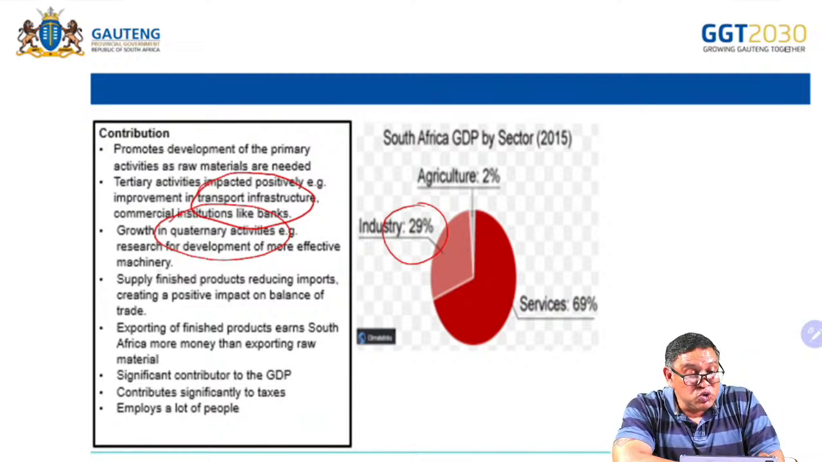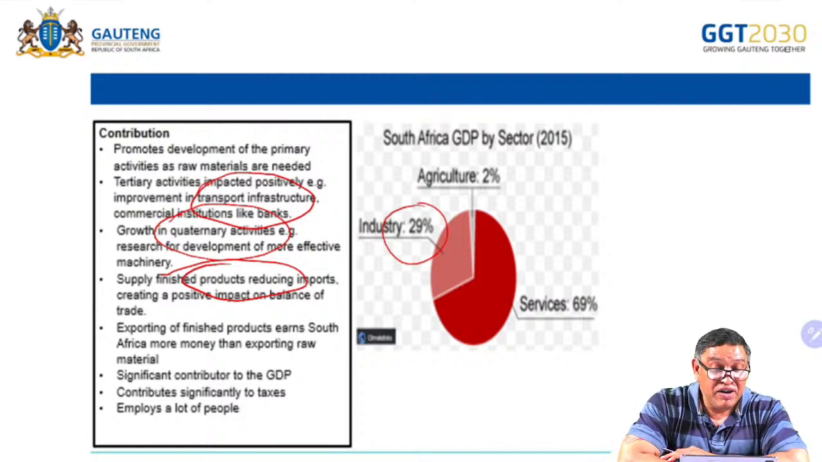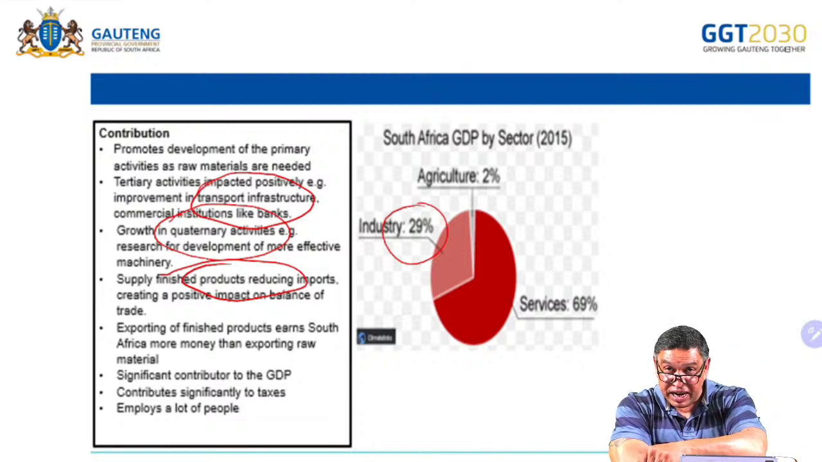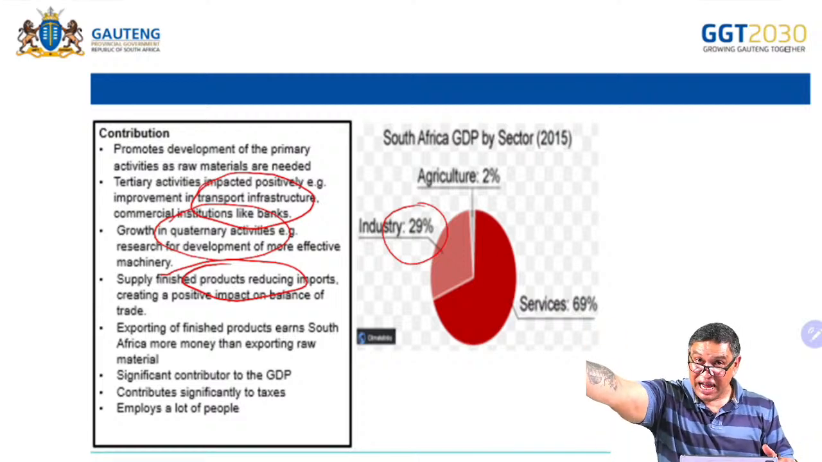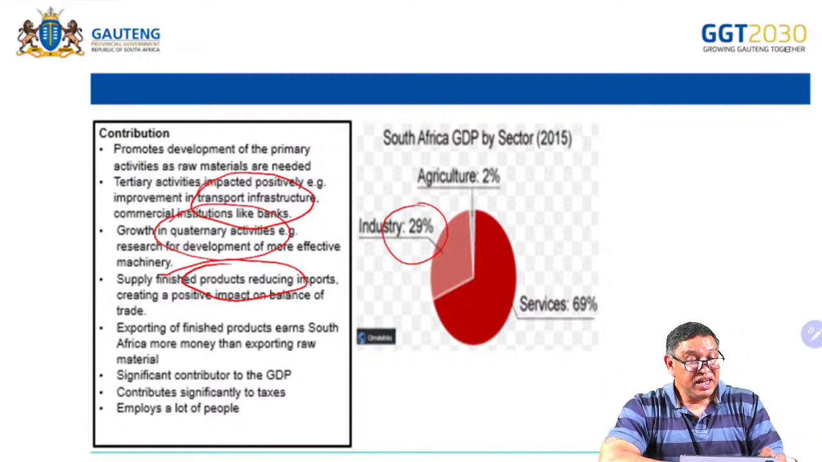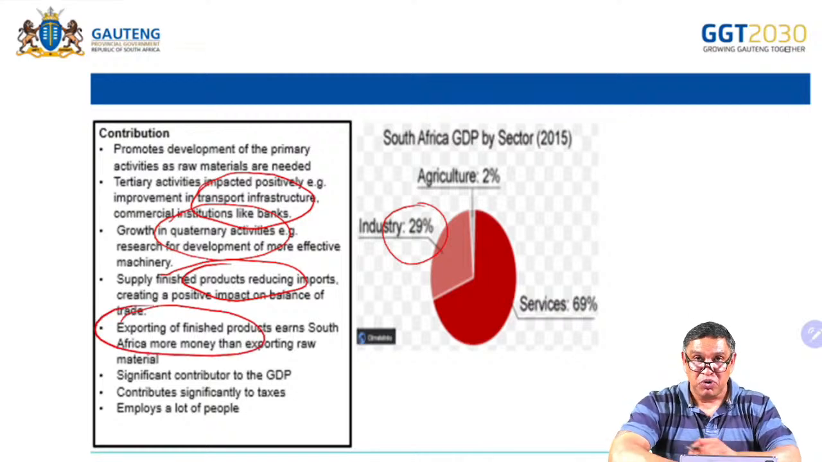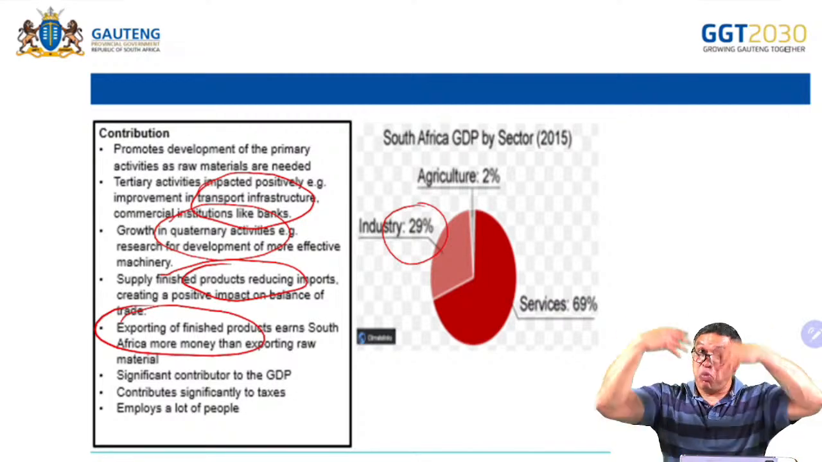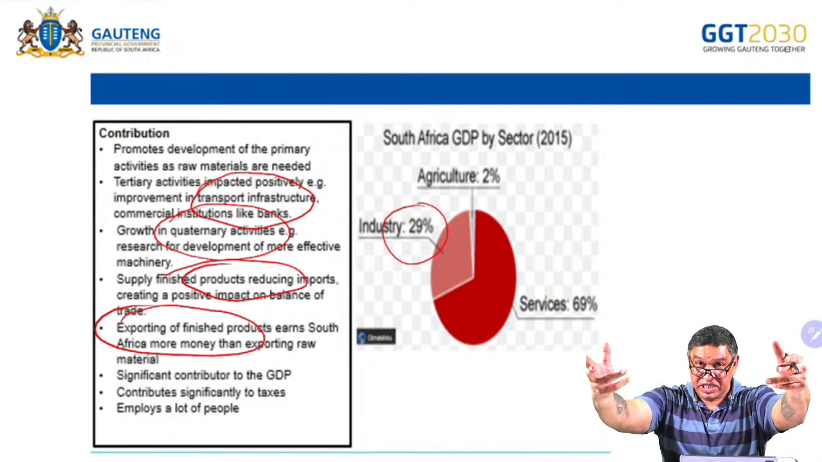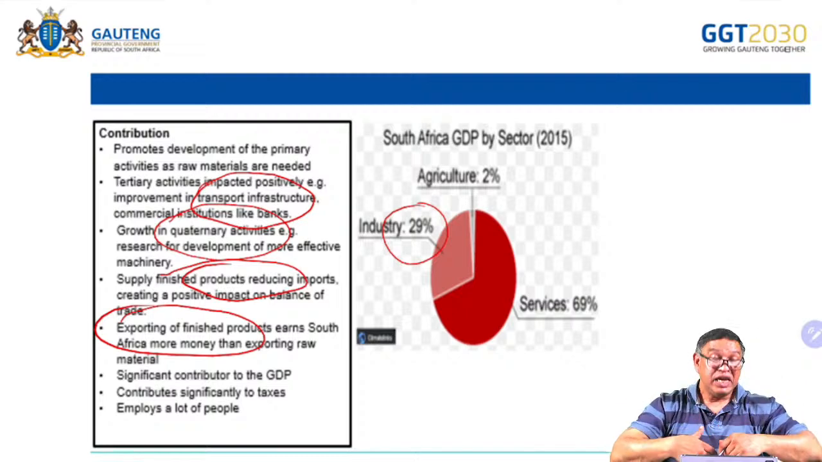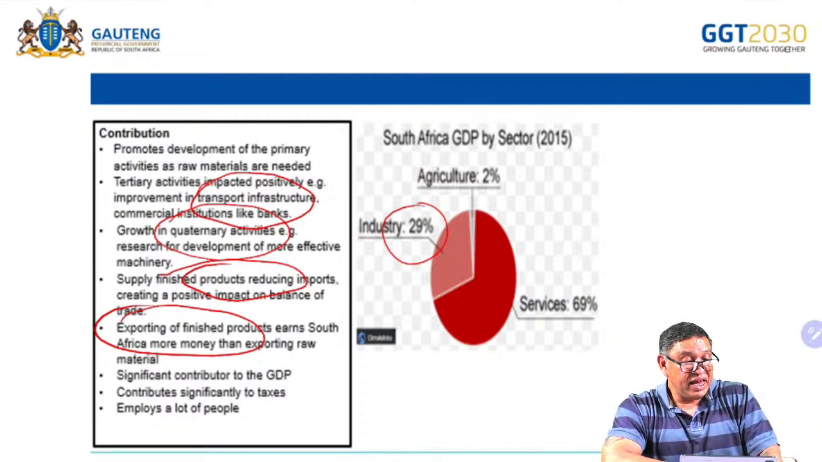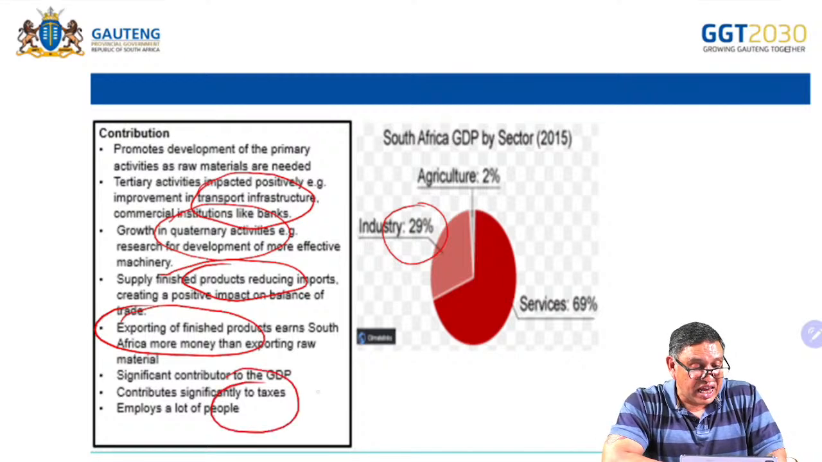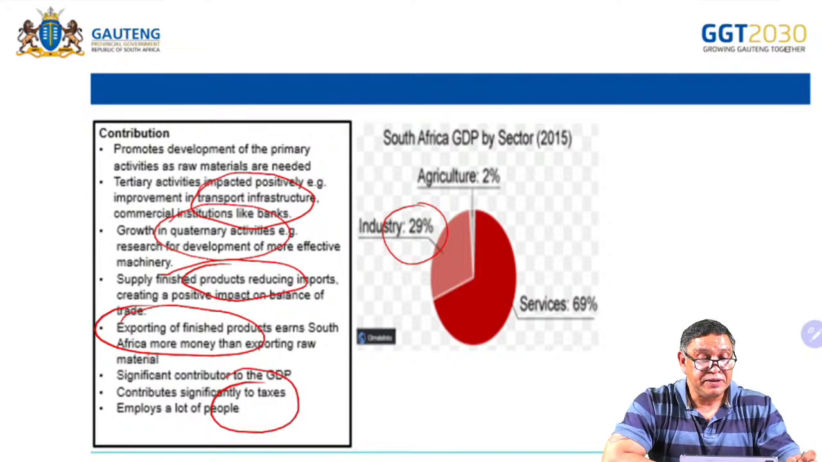By producing in the country, you have less imports because you're producing here now, so you don't have to buy that from another country. Exporting of finished products: instead of exporting your raw materials and getting less money, now you export finished materials and get more money. And as I said, it contributes even to taxes and the GDP.